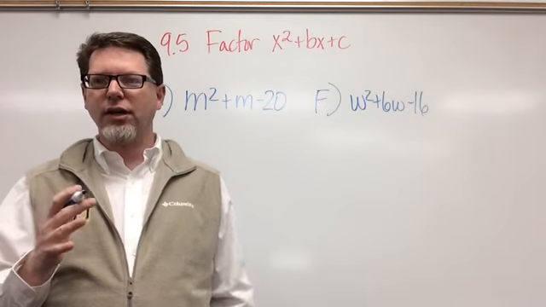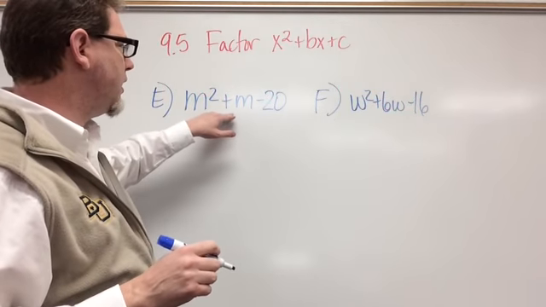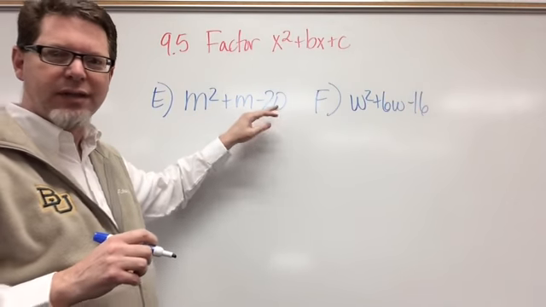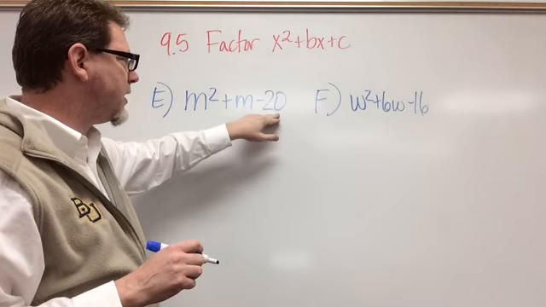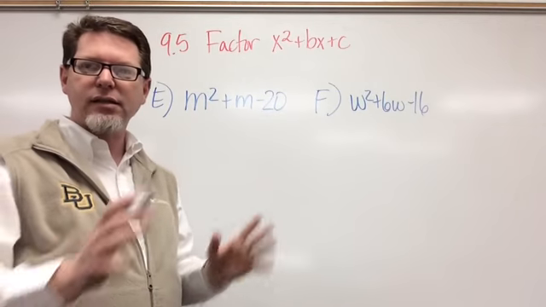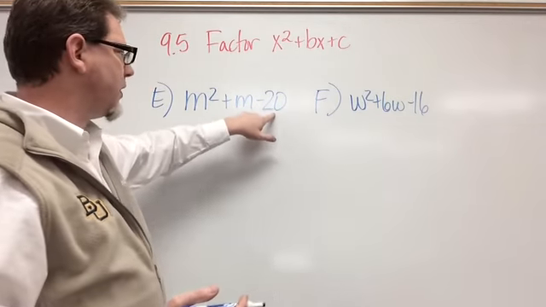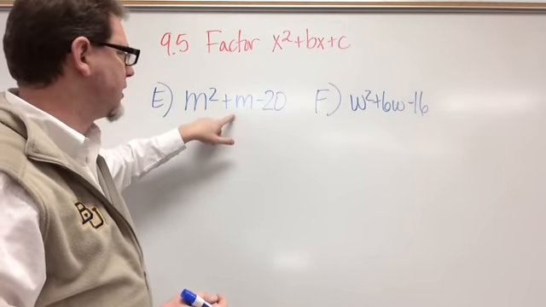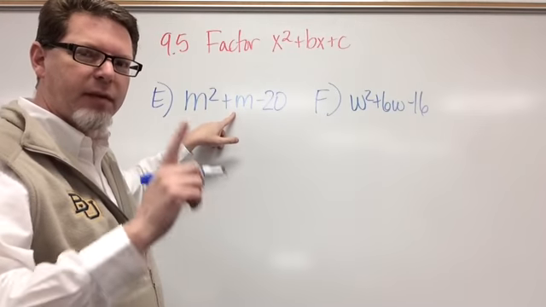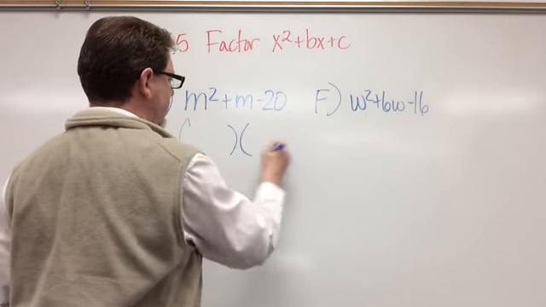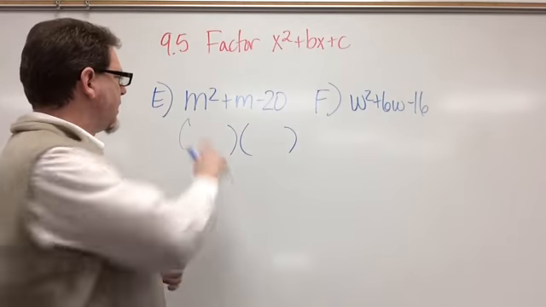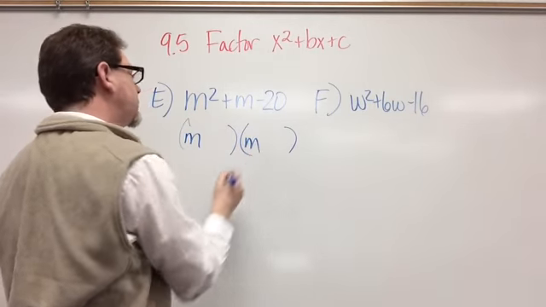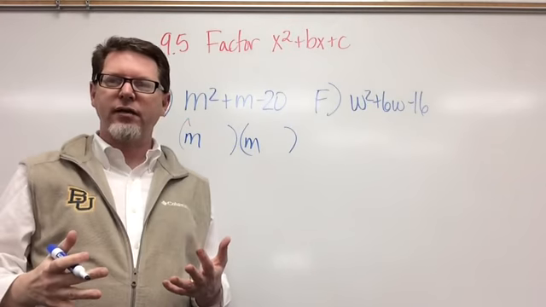Well, now we're going to look at a couple of examples where b is positive and c is negative. Well, in that case, in order to get a negative for c, I've got to have a positive times a negative. So I'm going to have one positive, one negative that add up to whatever b is. And in this case, b is 1. Got to remember that b equals 1. So I'm going to start with my two sets of parentheses. What times what equals m squared? That would be m.